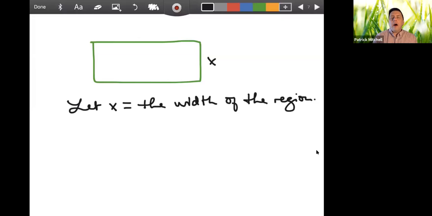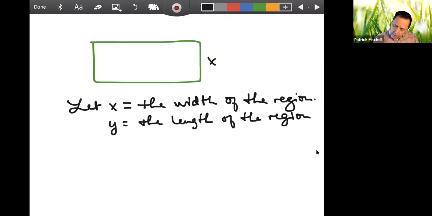Okay, so remember, the total amount of fence is 120 feet. So I think the simplest way to do this might be like this. And we'll say y is the length of the region. Might have made more sense to do it the other way around, but that's okay. Okay, so we want to maximize the area, which is the length times the width. In this case, that's x times y.